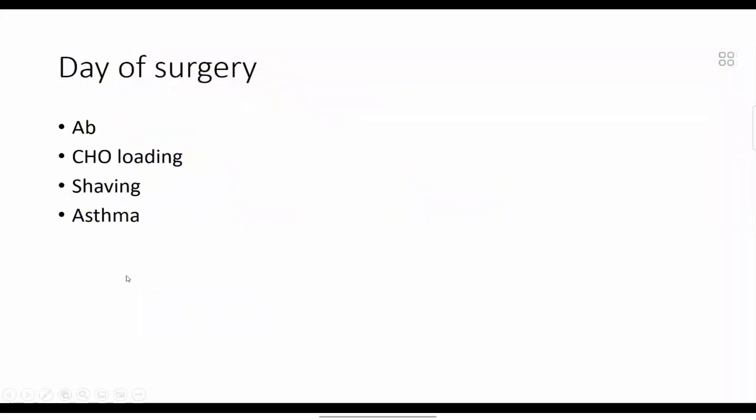And the last thing, asthma. If the patient is a diagnosed patient with a history of asthma, we can do nebulizations prior to the surgery, and we can send the patient to the theater.